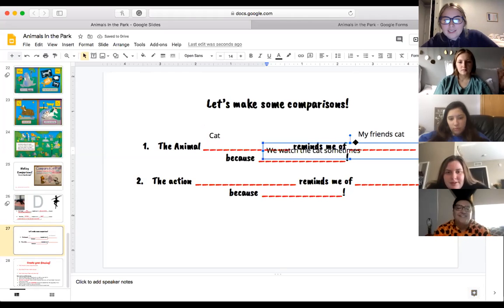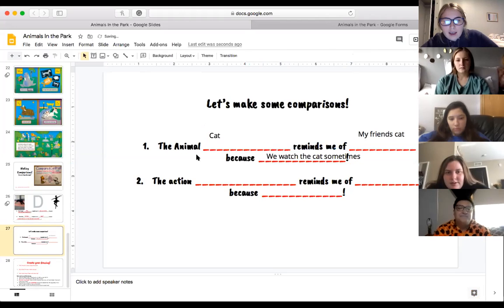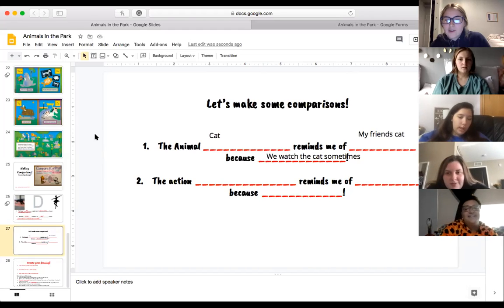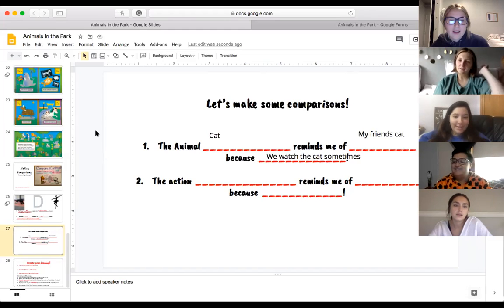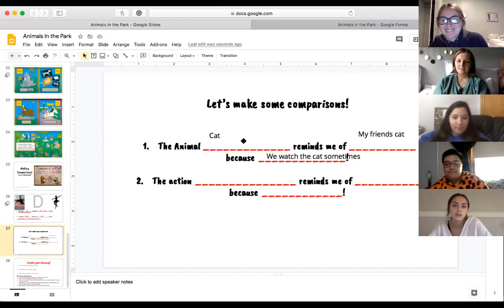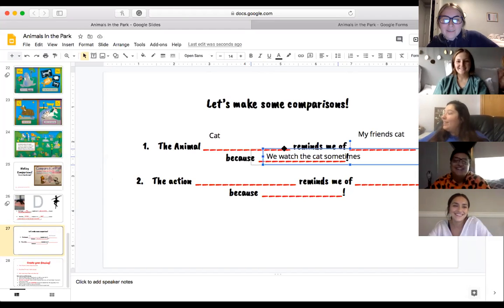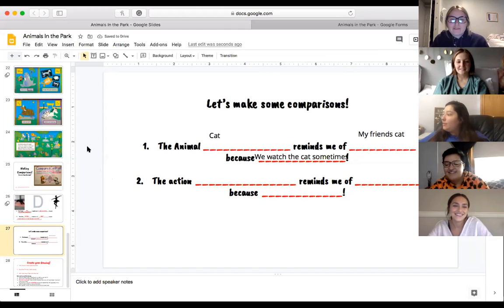So this sentence, let's read it. I'm going to read, and then you guys can repeat after me. The animal cat reminds me of my friend's cat because we watch the cat sometimes. Okay, so I'll read it one more time. The animal cat reminds me of my friend's cat because we watch the cat sometimes.